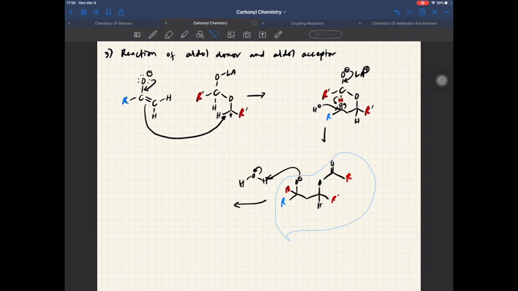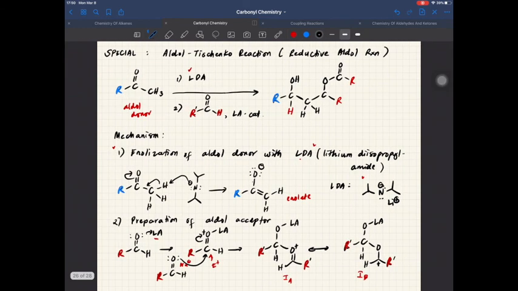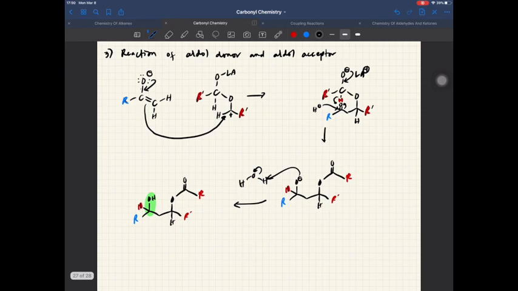So the product is not an aldehyde or ketone but an alcohol because of reduction. That's why the Aldol-Tishchenko reaction is what we call a reductive aldol reaction, because this group has been reduced to alcohol. Okay, so that is the end of our topic for aldol reaction.